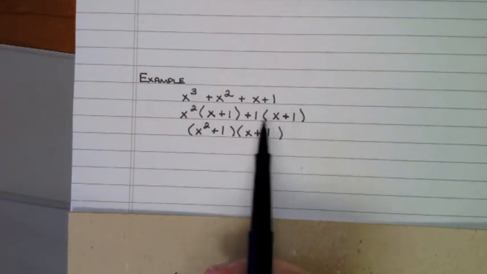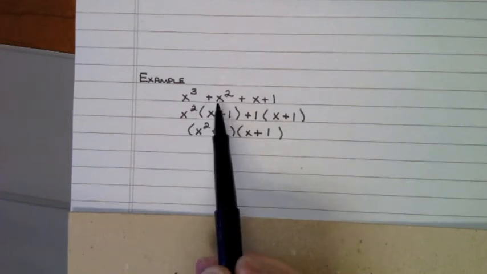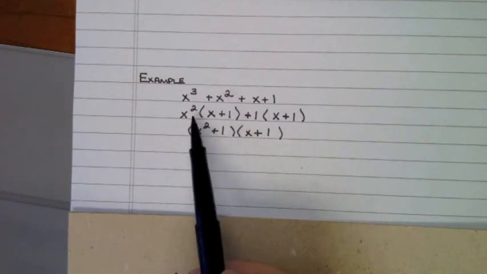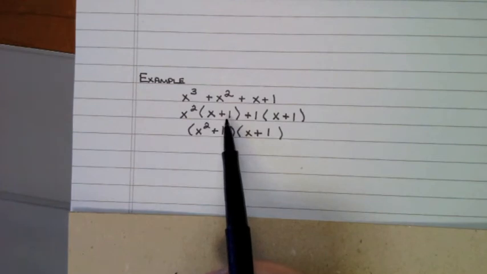I divide each one of those by 1. And remember, anything divided by itself is going to be 1. 5 divided by 5, 1. 10 divided by 10, 1. X divided by x, 1. X squared divided by x squared, still 1.